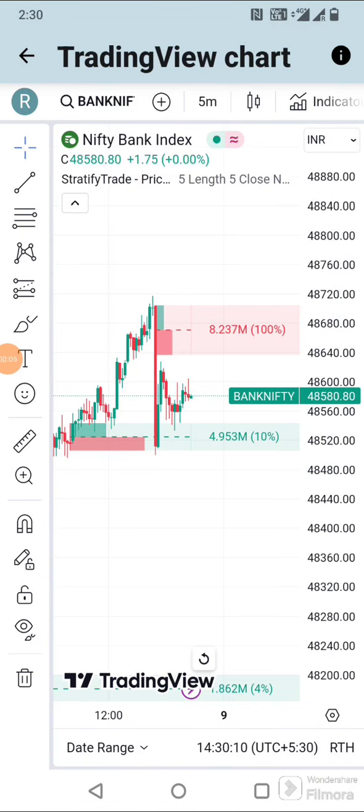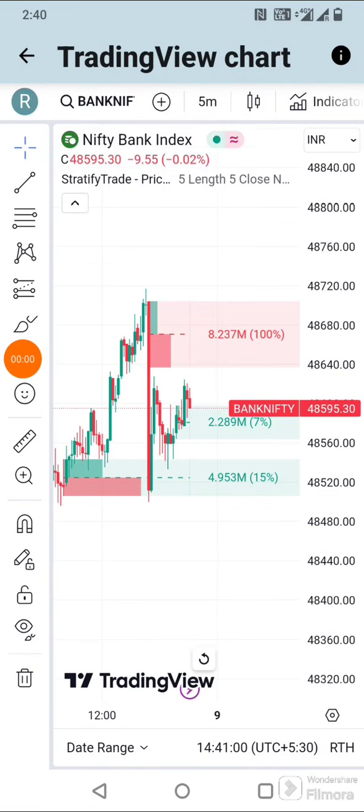4.953 million volume and 10%. It means there is a chance of probability of the price to rise up to 10% from the green zone. 8.237 million and 100%. It means there is a chance of probability of the price to decrease 100% from the red zone.